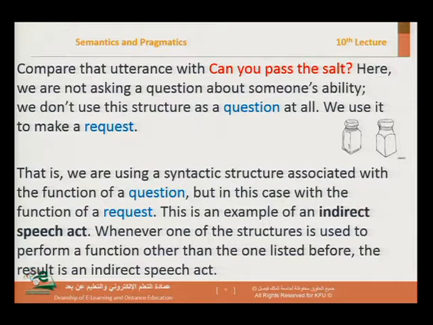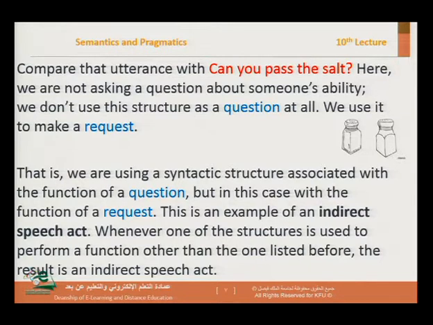Can you pass the salt? You will pass it. Can you ride a bicycle? Oh yeah, I can. Or, I'm sorry, I cannot ride bicycles, right? Not everyone can ride a bicycle. So we are using the syntactic structure associated with the function of a question, but in this example, can you pass the salt? The function is basically a request.